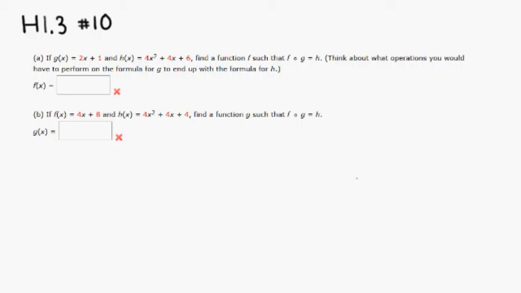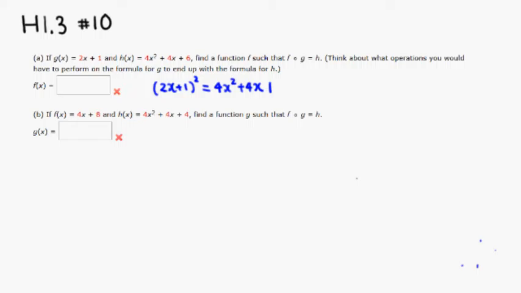Let's try to get this. So we have 4x squared. In order to get the 4x squared, we can probably just square 2x plus 1. So why don't we start with 2x plus 1, and let's square this guy. If you square that, 2x squared would be 4x squared, and 2 times 2x times 1 is plus 4x, and 1 squared would be 1.